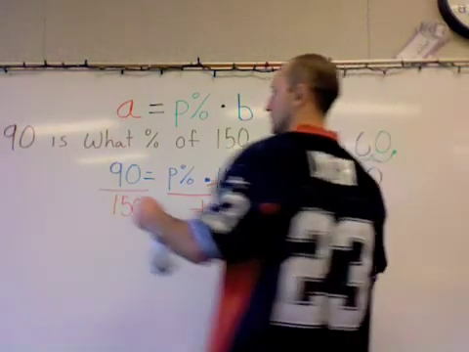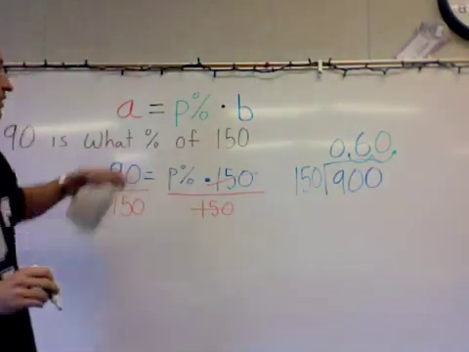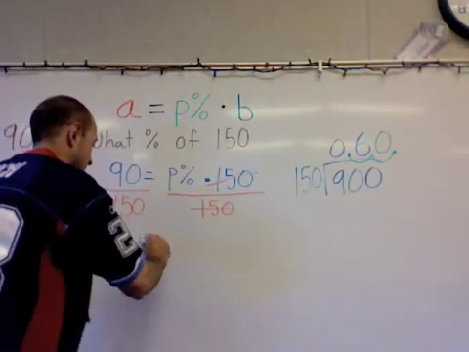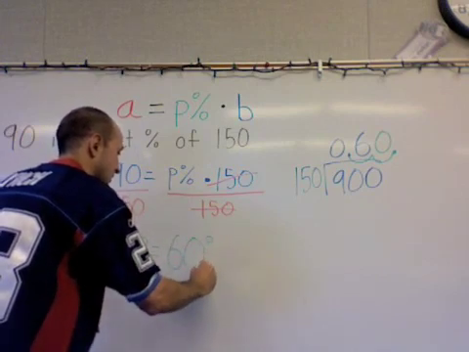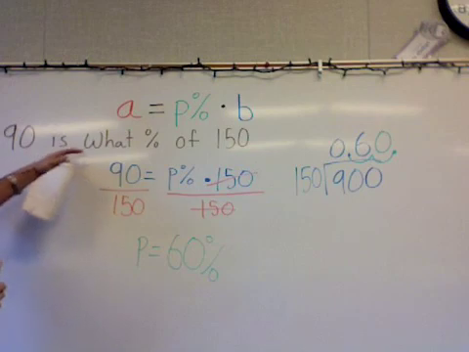So now we know 90 is what percent of 150? We know that the percent is 60. So we can go back and say 90 is 60% of 150.